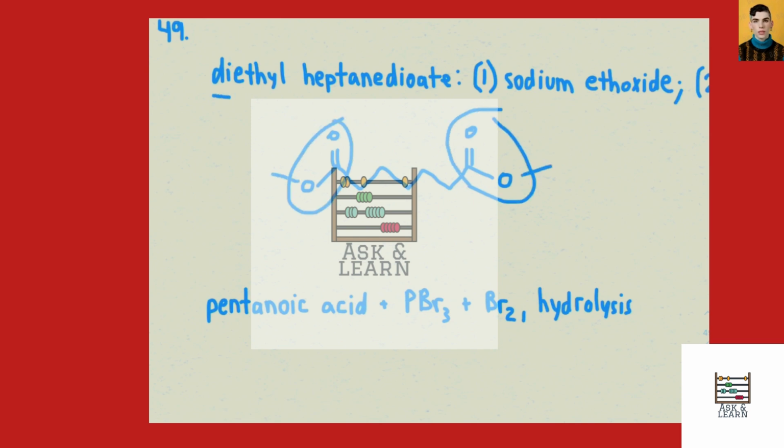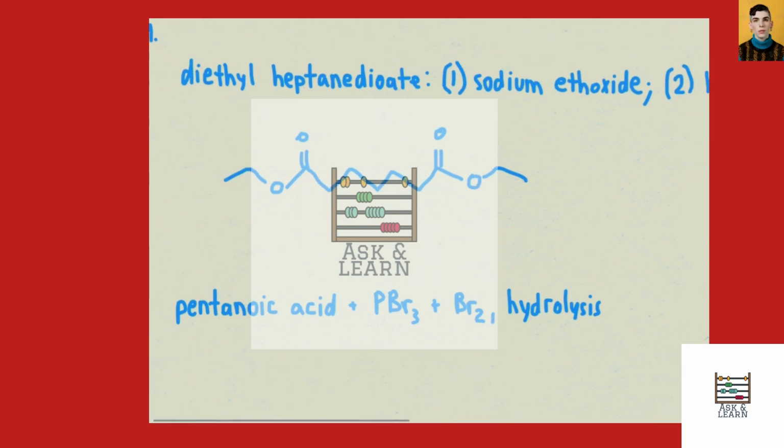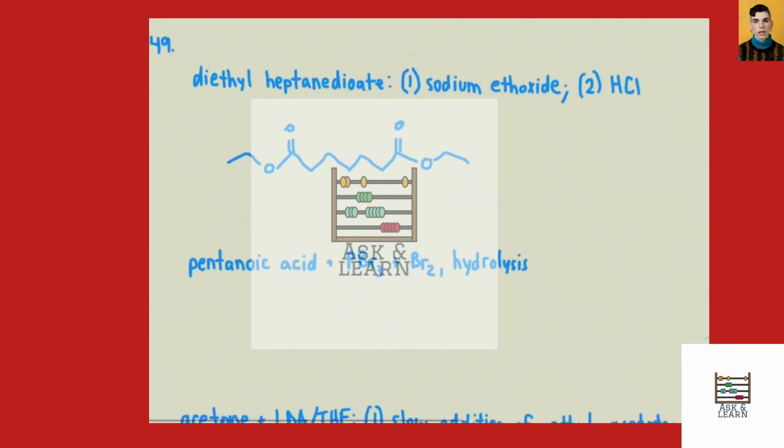And that is going to be diethyl. So that means I'm going to have 2 carbons attached to each of those ether-like oxygens. So I'm going to have my ethyl and my other ethyl, diethyl. That is the structure of diethyl heptanedioate, and now let's go ahead and perform my reaction.